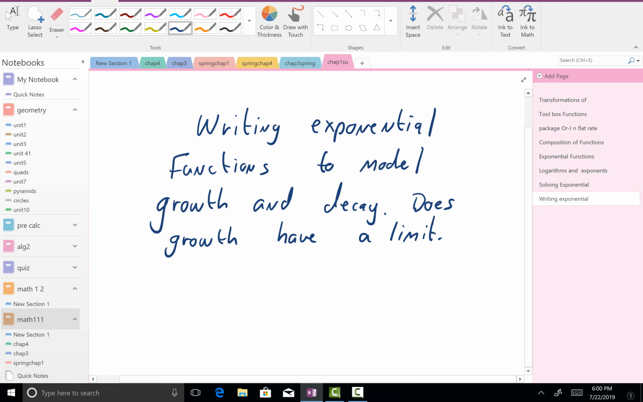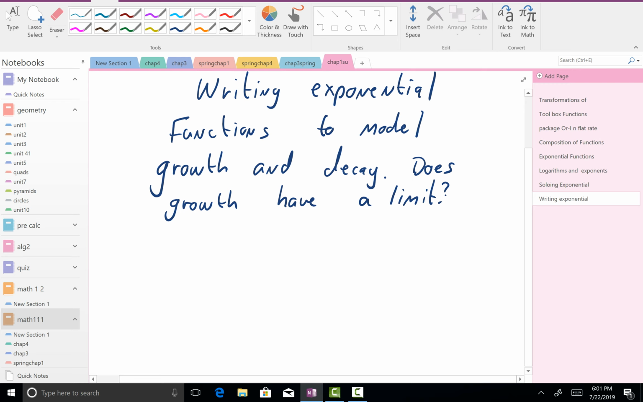Okay, so we're going to write some exponential functions to model growth and decay, and does growth have a limit? That's what we're going to look at today. All right, and again, this is all 4.8, and it really is a lot of that project thing that I gave you a few weeks ago, it seems like. Okay, so here's kind of what the book does.